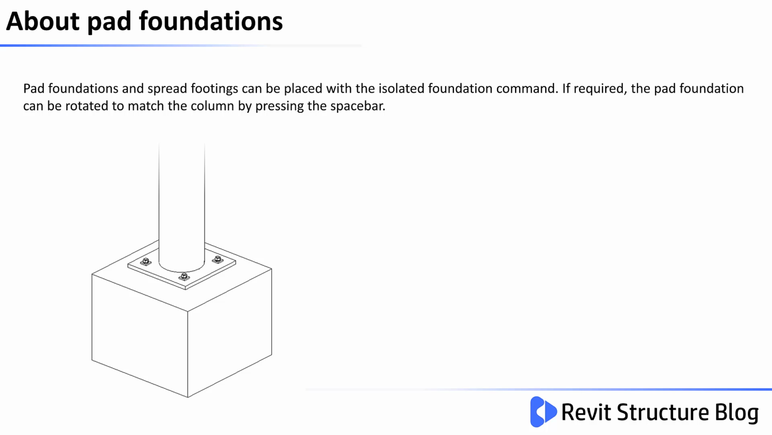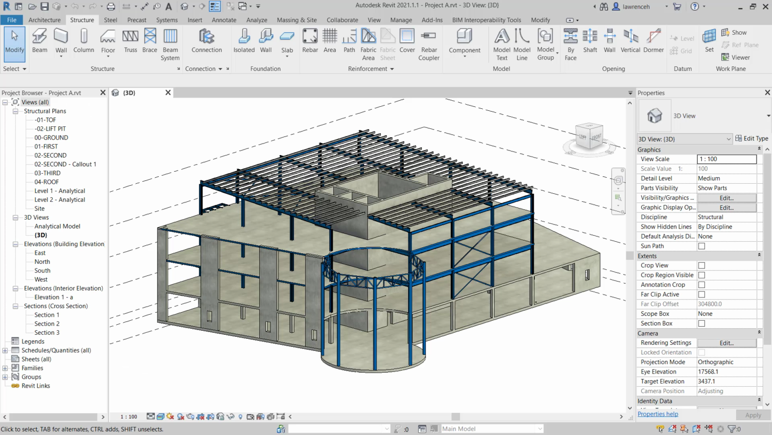It should be noted that if the column changes level or the column moves, the foundation will move with the column. Go ahead and open up Project A. The project opens in the 3D view. In this video, we're going to create some isolated pad foundations along the front of the structure around these circular hollow sectioned columns.